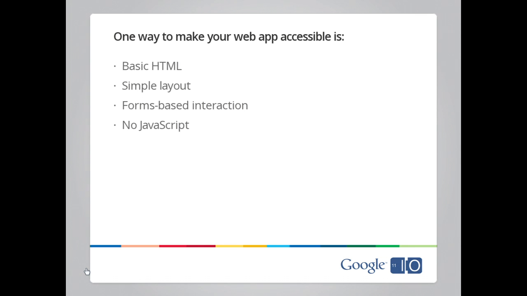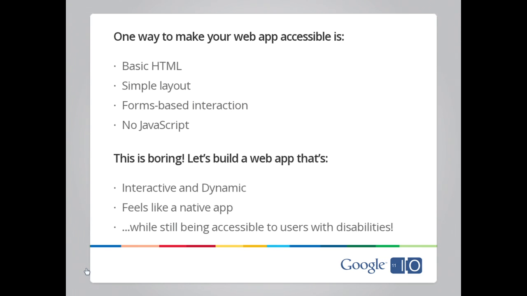So to start things off, one way that you can make your web app accessible is to keep things really simple. Use basic HTML, very simple, easy to understand layouts. And every time that the user wants to make a change, you can reload the page by submitting a form. But I mean, that sounds kind of boring. We want to build web apps that are interactive and dynamic and fun for our users to use. We want to build web apps that feel just like native apps. And there's no reason why these interactive dynamic web apps can't be accessible to users with disabilities.